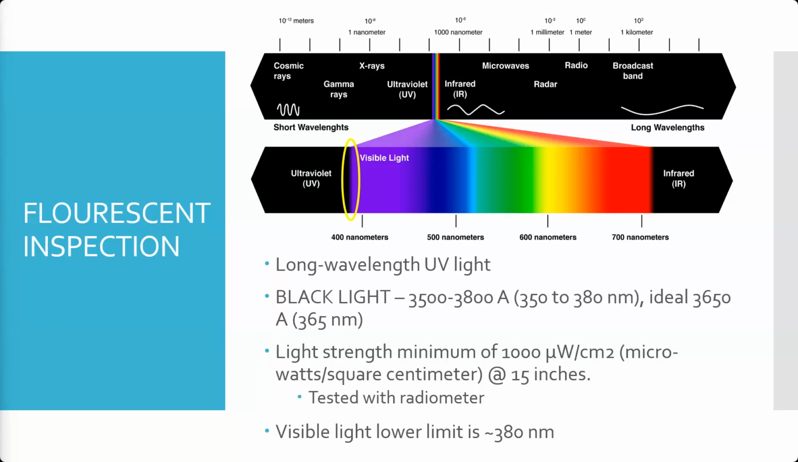Light is measured a few different ways. It can be measured in length. It can be measured in something called angstroms, which is just length times 10. So 3,500 to 3,800 angstroms, which is equal to 350 to 380 nanometers. So each wavelength, each up and down of the wave, is 350 to 380 nanometers. Ideally, we look at the 3,650 angstroms or 365 nanometer range.